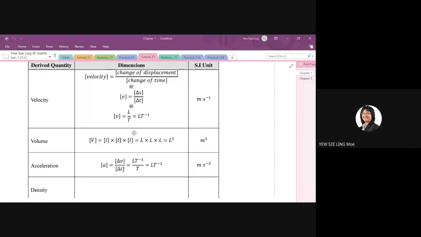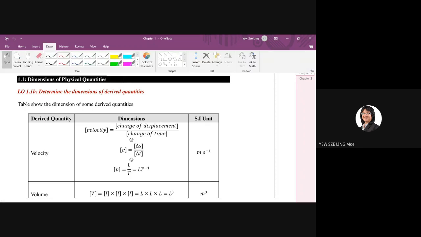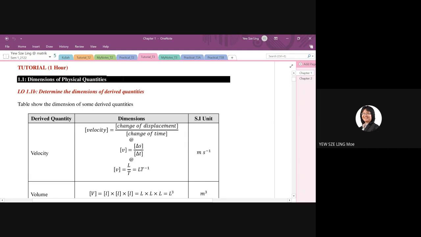Okay. So dimensions. In a lecture, we have seen what a dimension is. We use it to determine the derived quantity in terms of basic quantity, the combinations of basic quantities. So how are we going to get a unit for a derived quantity? We use dimensions. So the first thing that we're going to do today is to use dimensions to derive the unit for various derived quantities.